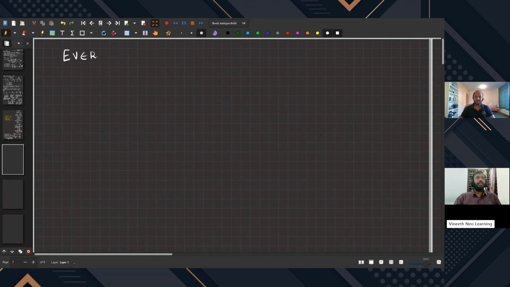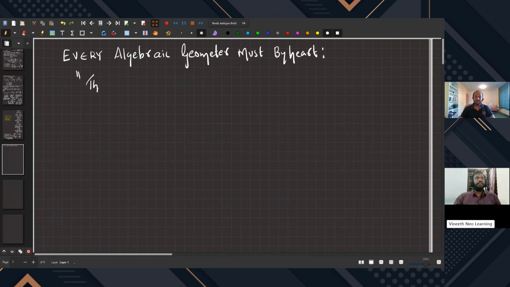Every algebraic geometer must know by heart this slogan. The slogan is: think geometrically, prove algebraically. Yeah, that's a nice slogan.